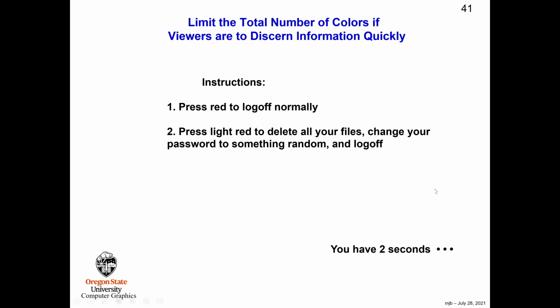It turns out we as humans are not good at discerning lots of colors. Supposing I put up a display and you're supposed to press red to log off normally, plus press light red to delete all your files. And I give you this. Are you sure you can get it right? We are just not that good at absolute color perception. So don't do that. Limit the number of colors. You've probably seen scientific displays where they've got 30 different colors in the color scale, and you can't match that. We are just not good at absolute color perception.